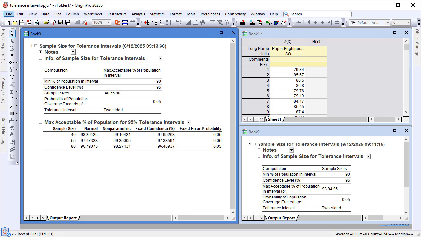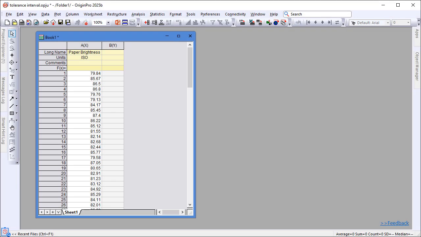The engineering team is interested in monitoring variation around paper brightness. They believe that paper brightness, which is measured in ISO units, follows a normal distribution. In our first scenario, the team would like to calculate a two-sided tolerance interval that includes 90% of the population, while capping maximum acceptable coverage at 93, 94, or 95%.